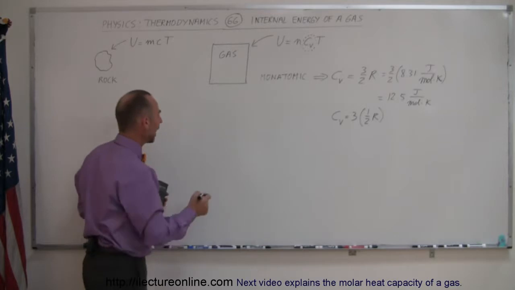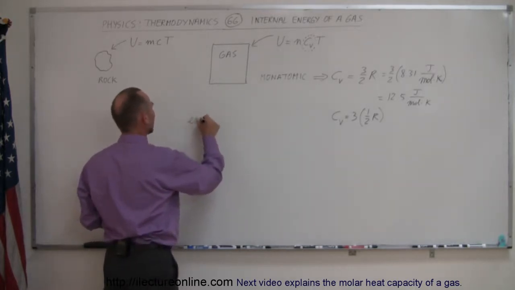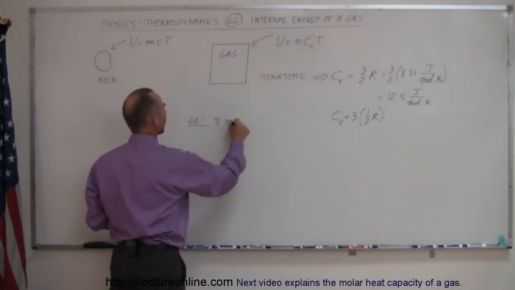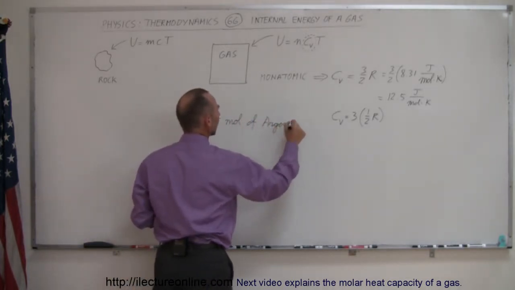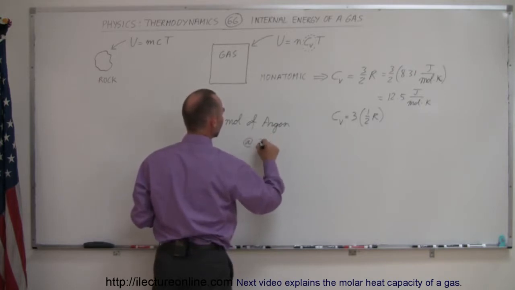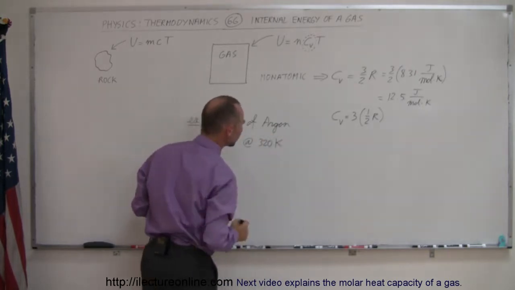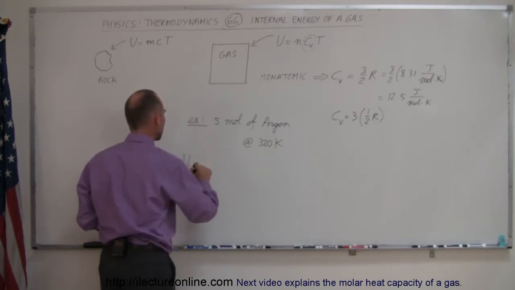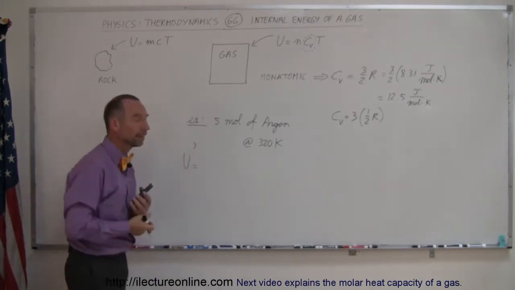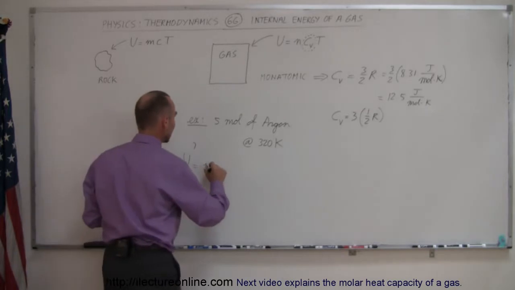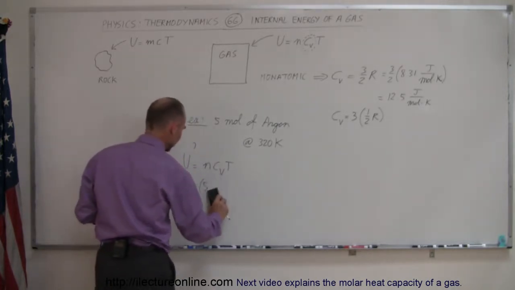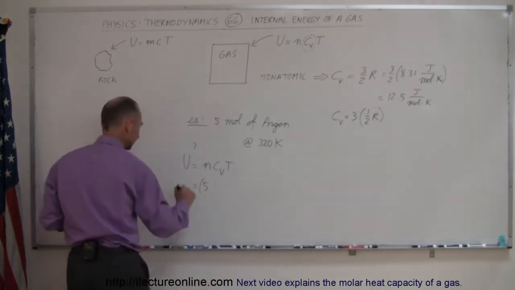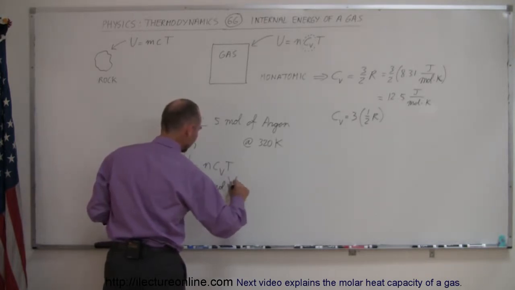Now, as an example, let's say we have 5 moles of argon gas at, let's say, 320 Kelvin. What is the internal energy equal to? All right, well, we have 5 moles, so that would be n C sub V times T. We have 5 moles, and might as well write the unit moles down so the units cancel out. 5 moles times C sub V.